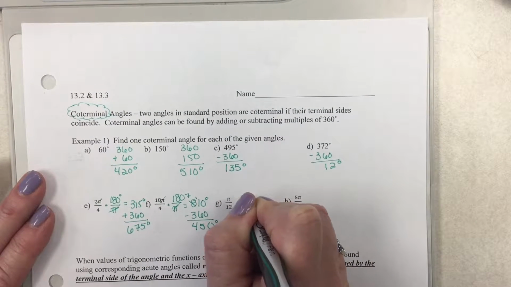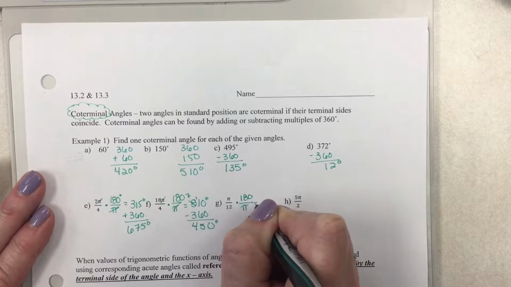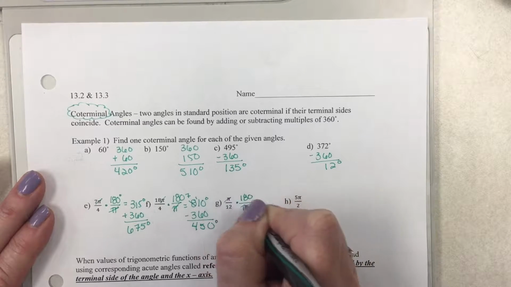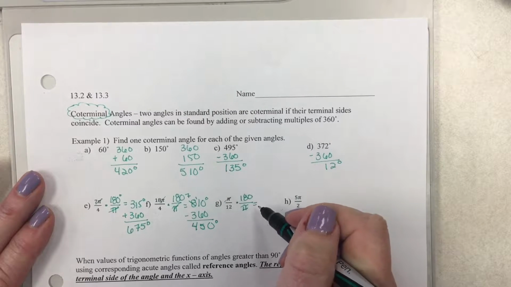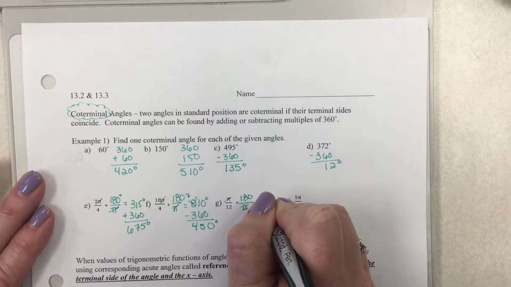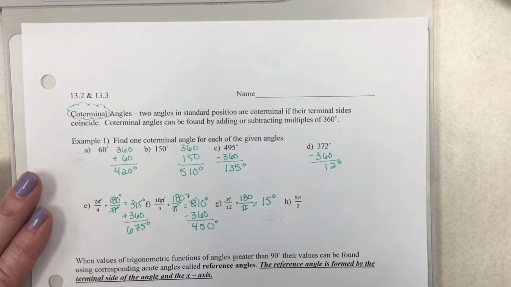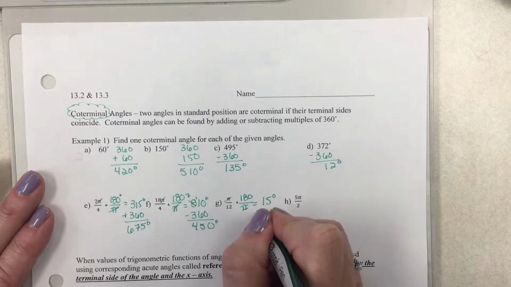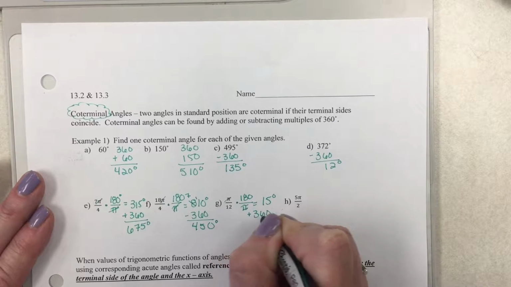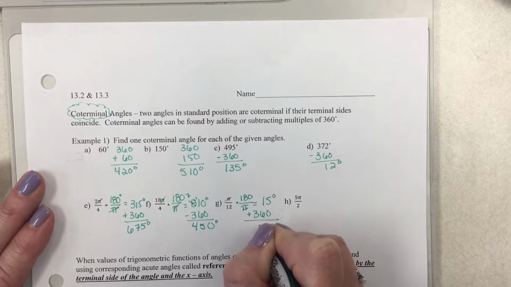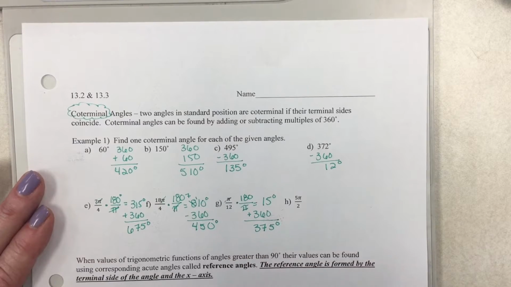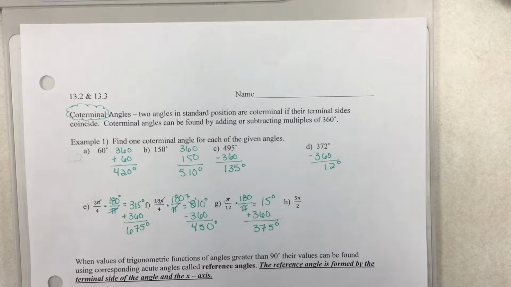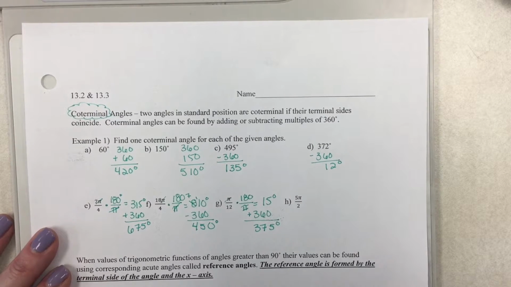G, this is fun. Let's now multiply by 180 over pi because I want my pi's to cancel. 180 divided by 12 is 15 degrees. 15 is way too small, so I will go back to adding 360, and I end up with 375 degrees, which is coterminal with 15 degrees, meaning they have the same terminal side. 375 just has a full rotation involved in it.